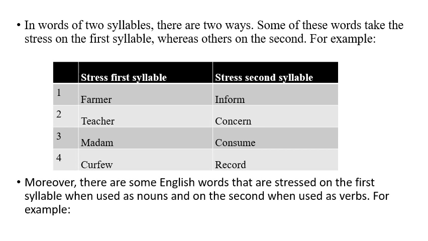In words of two syllables, there are two ways. Some of these words take the stress on the first syllable, whereas others on the second. For example, these words have stress on the first syllable: farmer, teacher, madam, curfew. In this case, the stress is on the first syllable. But here are some other words that have the stress on the second syllable: inform, concern, consume, record. In these four last words, the stress is not on the first syllable but on the second syllable.